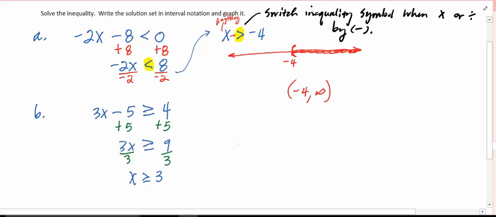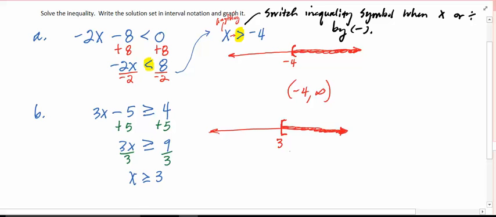Alright, so here I go with my graph. Here's me graphing it. And I have a 3, greater than or equal to. This time I'm going to use a bracket. There we go. Greater than or equal to 3.